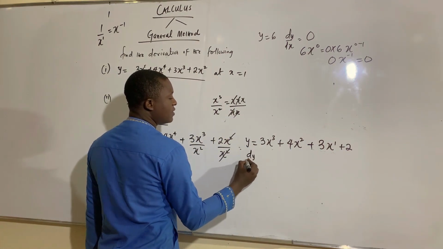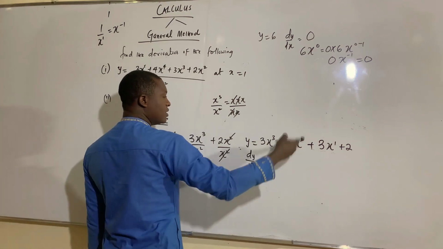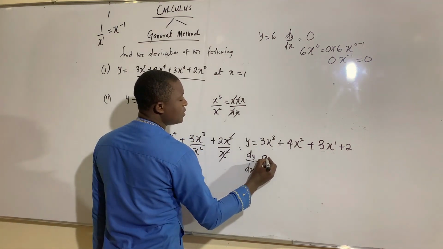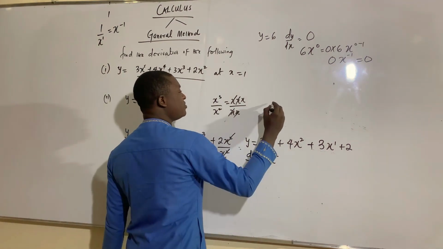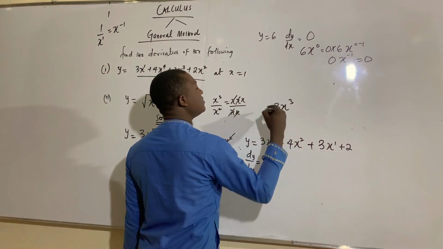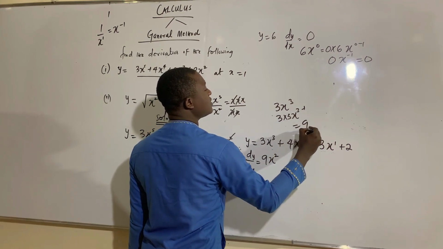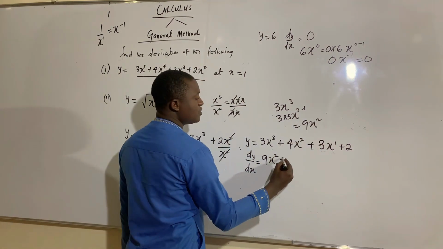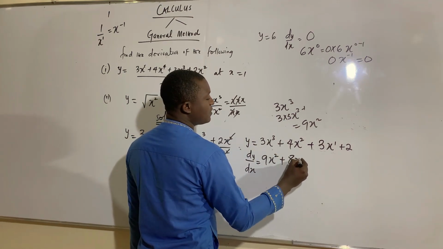So here we have dy/dx. Normally the differential of 3x cubed: the power comes forward, 3 times 3x to the power of 3 minus 1, and we have 9x squared. I hope you get that one right. I will not be showing that one again. Just like this, the power comes to the front, and that is 9x squared. So the differential of 4x squared at the same time gives us 8x.